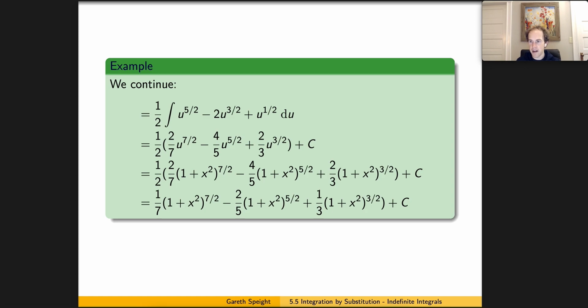But the important part then is that we go back to the original variable and we manage to write everything in terms of u and du before integrating. So we cannot integrate things that involve the new and the old variable at the same time. It has to be one or the other.